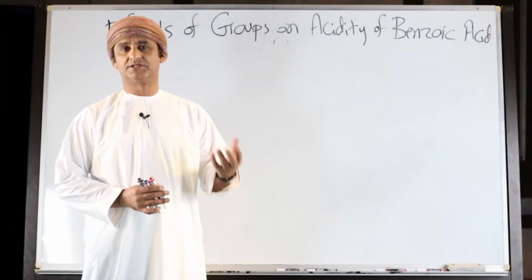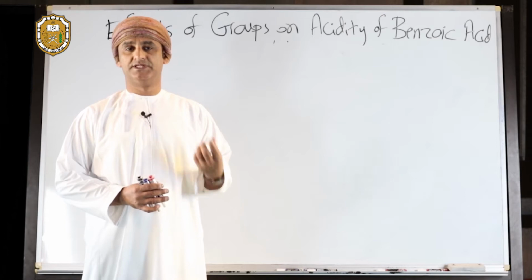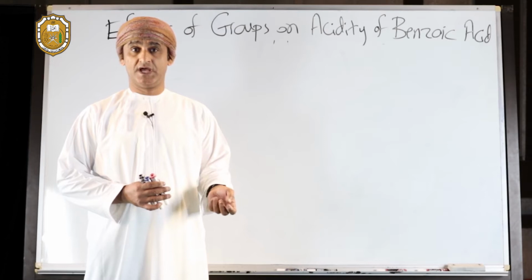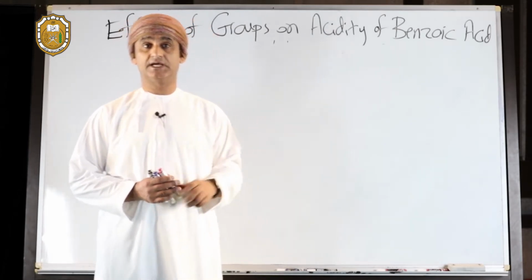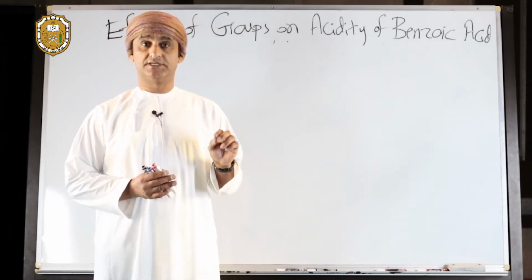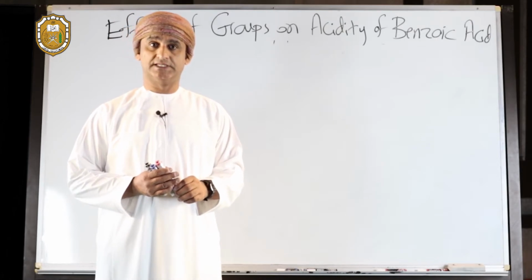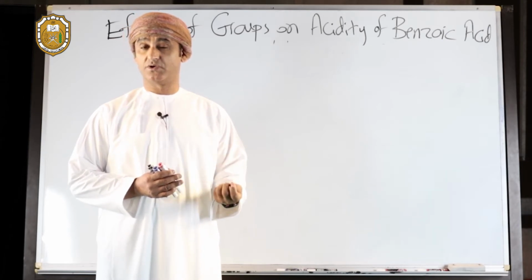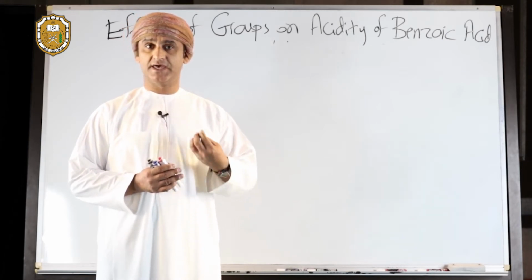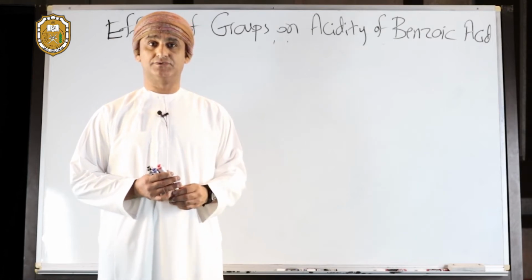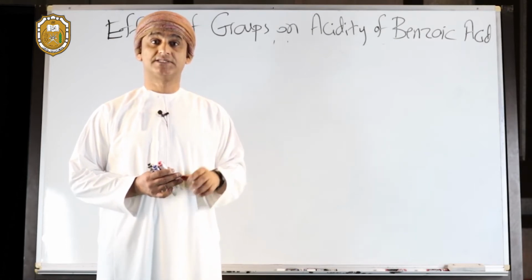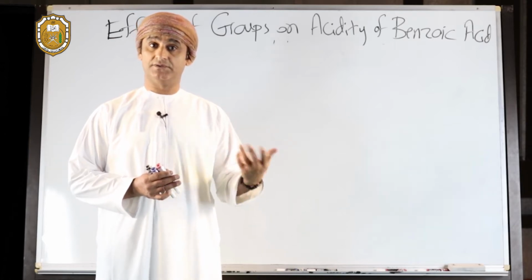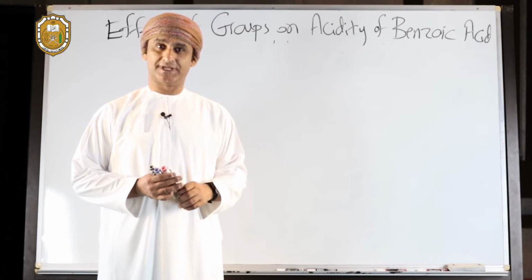We have seen an example of a benzoic acid which is substituted with an electron donating group, and we have also seen the effect of that electron donating group on the acidity of the benzoic acid. Let's now take an example of a benzoic acid which has an electron withdrawing group by resonance, and then we can see the effect of that electron withdrawing group by resonance on the stability of the corresponding conjugate base, or benzoate, and the subsequent influence on the acidity of benzoic acid itself.